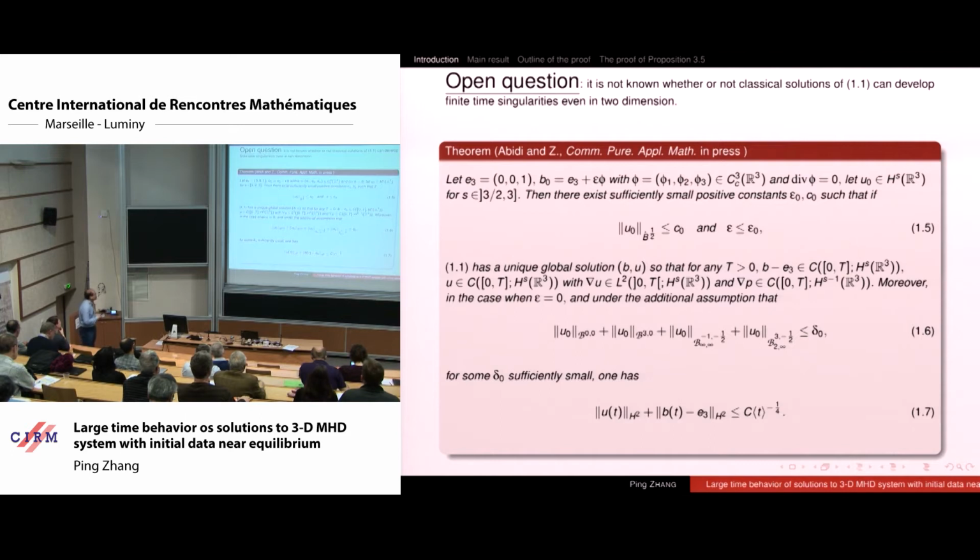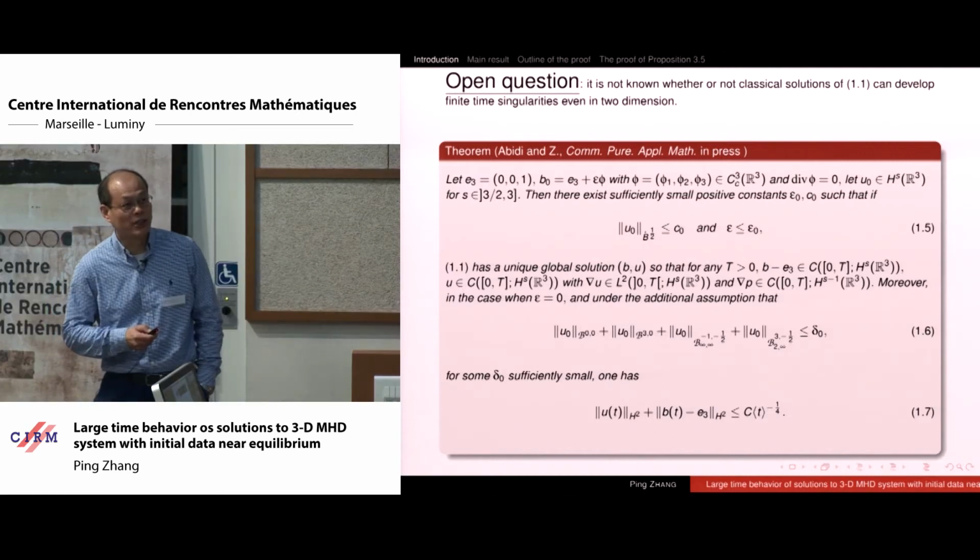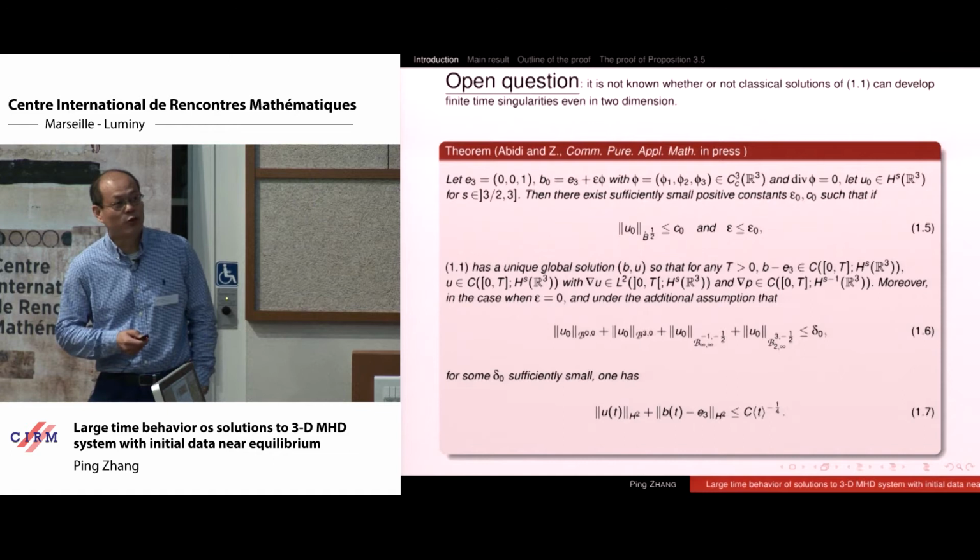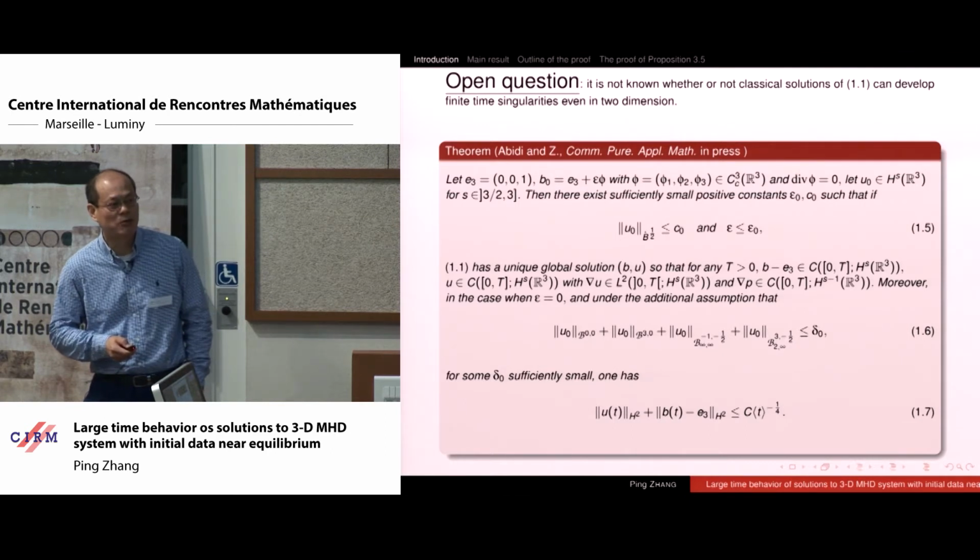In three space dimensions, it's rather recent work, my joint work with Hammadi Abidi. In this case, let's denote E3 as (0, 0, 1), with B0 a small perturbation of this E3. And we assume the initial velocity field to be sufficiently small in this scaling invariant space. If epsilon is sufficiently small, we can prove this 3D MHD system has a unique global solution. Moreover, if epsilon equals 0 and you assume an additional low frequency assumption for the initial velocity field, we can prove that the H2 norm of the difference B(t) minus E3 decays to 0, like t to the negative power 1/4.